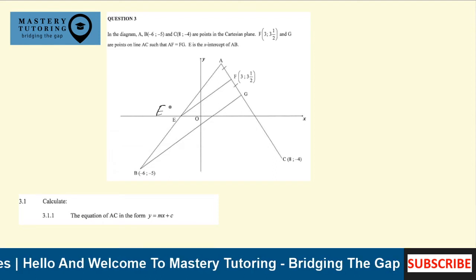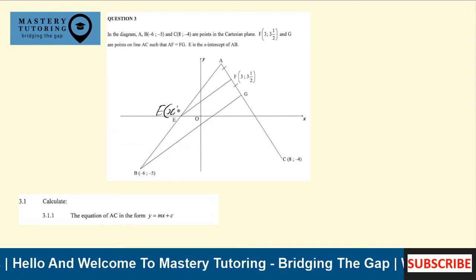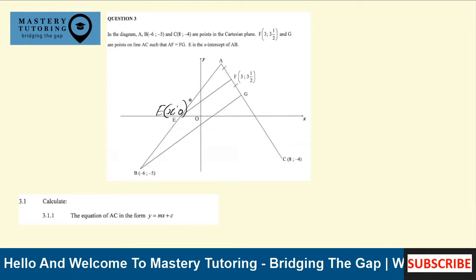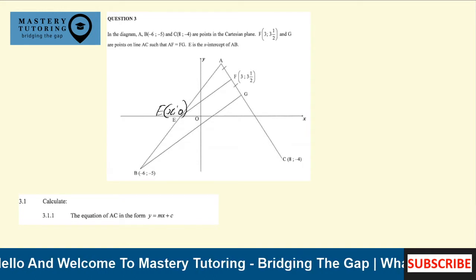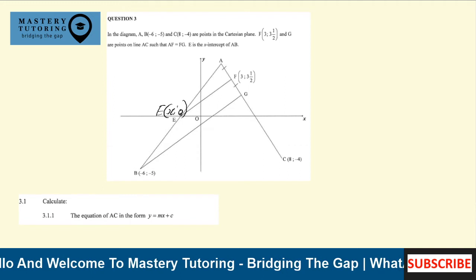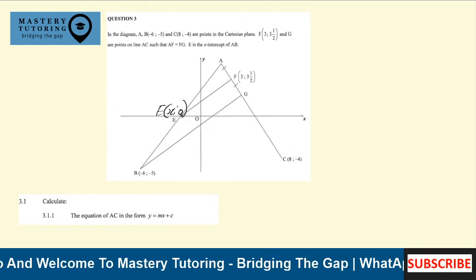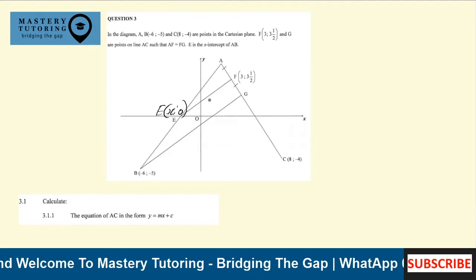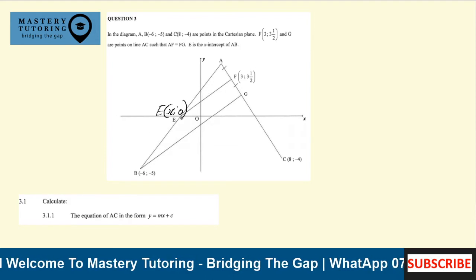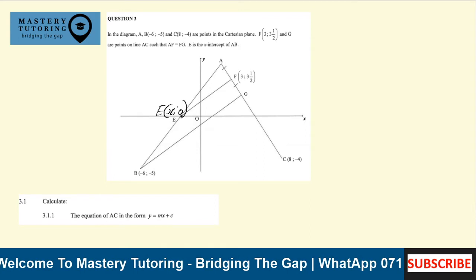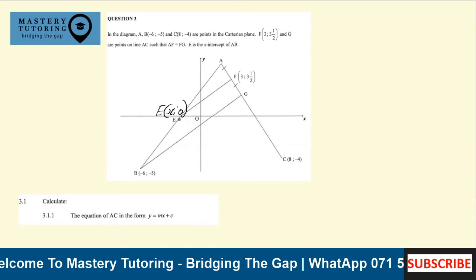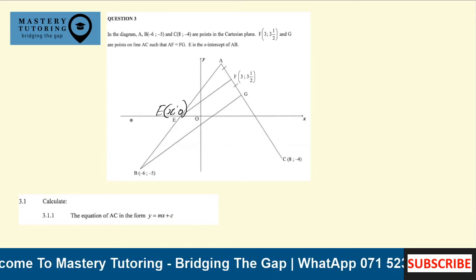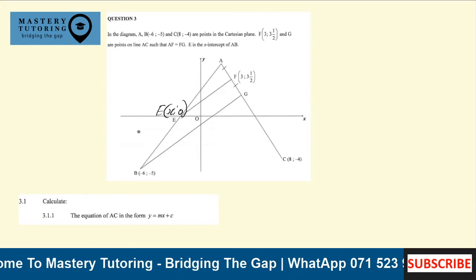So the coordinate of E is going to be (x, 0). The reason why I'm saying 0 is because point E is where the x-axis and AB intersect. So this is going to be 0 because y is 0 at this point. This point E is along the x-axis.